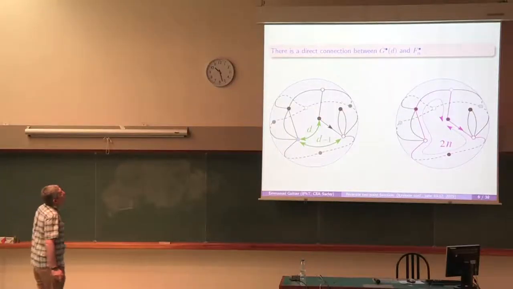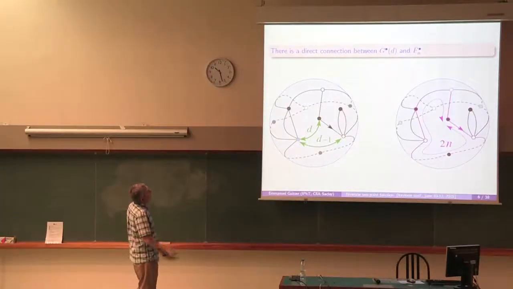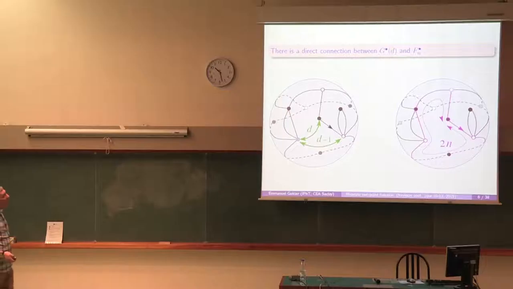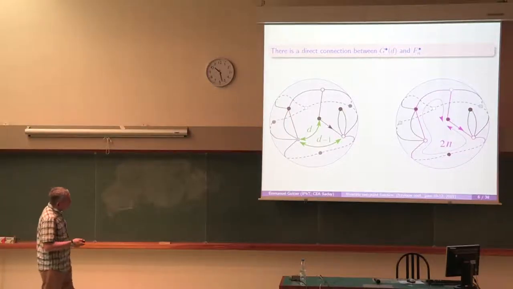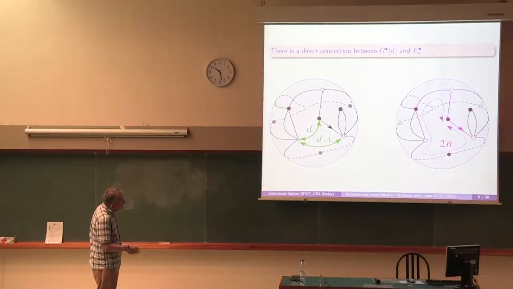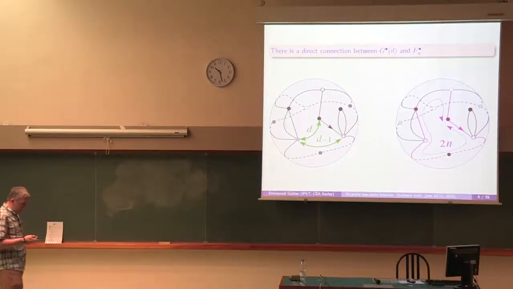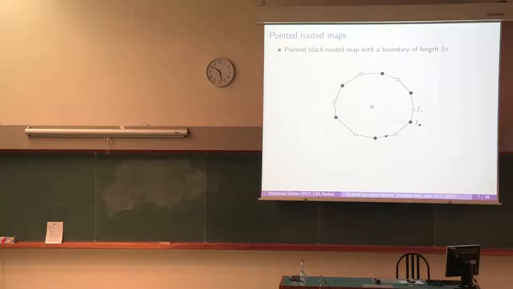As some of you know already, there is a direct connection between these two generating functions, G_d, which depends on the distance, and F_n, where there is no distance, but there is the length of the perimeter of the external face. So where does this connection come from?